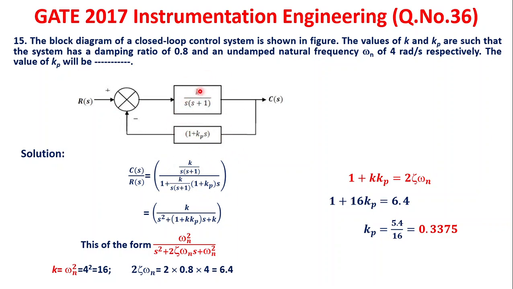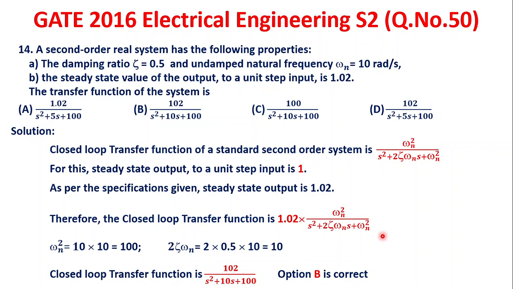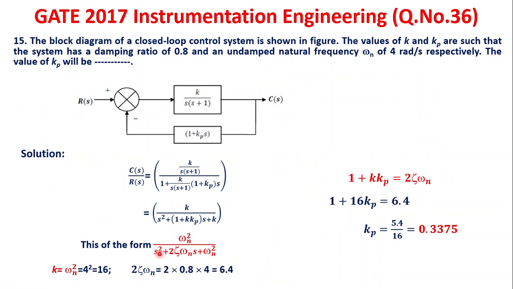So this is G of s, so G of s by 1 plus G of s H of s, this is H of s. Take the LCM, simplify, we will get like this. So here K is omega n square. The last problem we have already seen. This is the standard form, omega n square by s square plus 2 zeta omega n s plus omega n square. So that is what is given here. So K is omega n square. Then 2 zeta omega n is 1 plus K Kp. That's all.